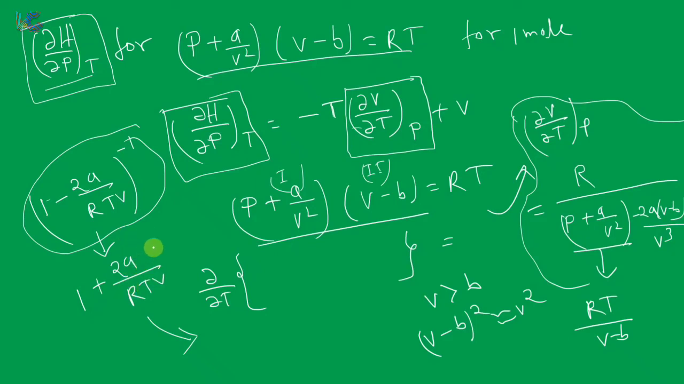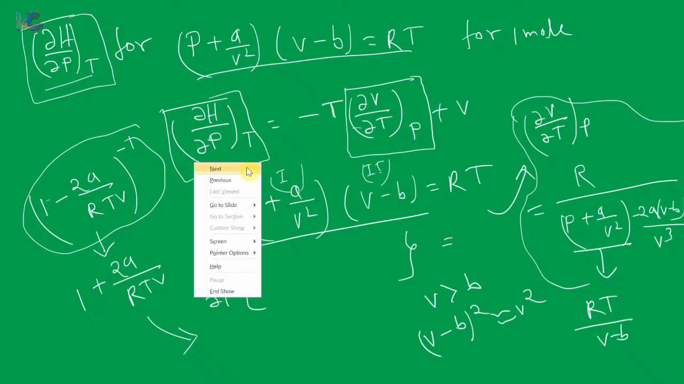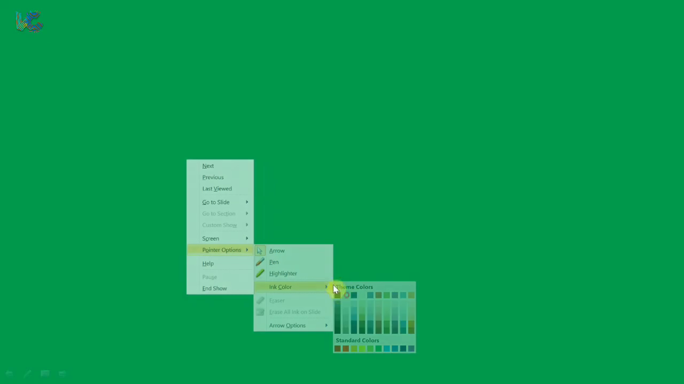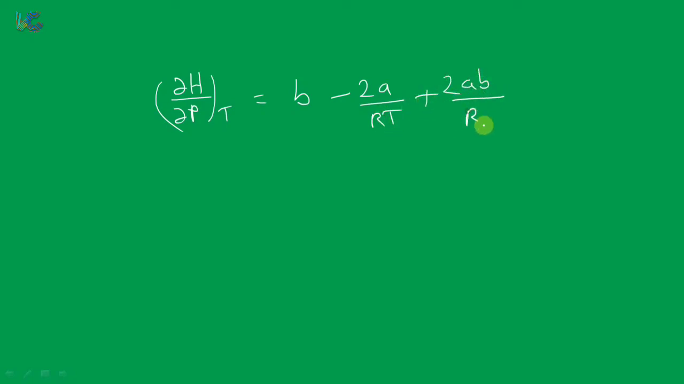And then what you will get at the end, I will write that if you do like this, you will get del h del p at constant t is equal to b minus 2a by rt plus 2ab by rtv. This you will get.